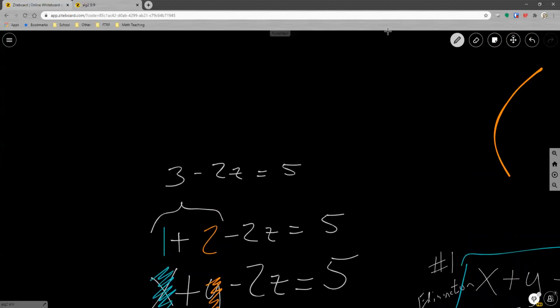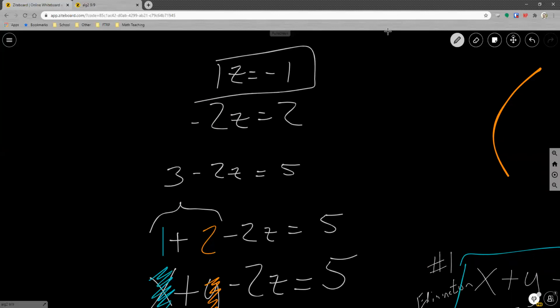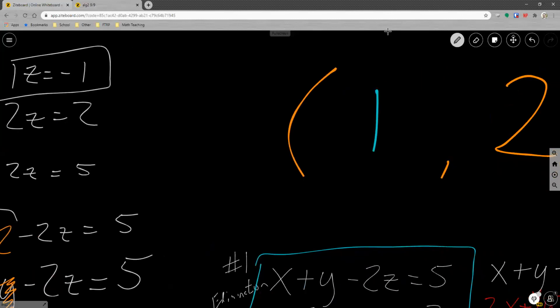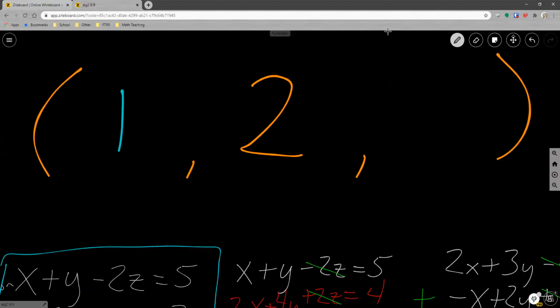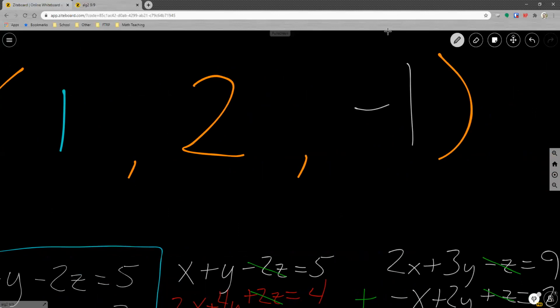Now it's just a matter of solving. I know my direction's kind of weird. I should have gone in a downward direction versus up. But if I subtract 3 from both sides, I get negative 2z equals positive 2. And if I divide both sides by negative 2, I get z equals negative 1. So my third variable in this system of equations is negative 1.